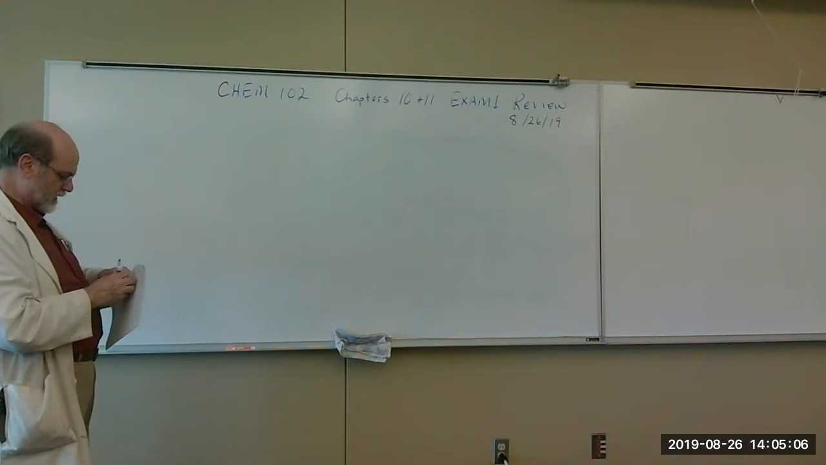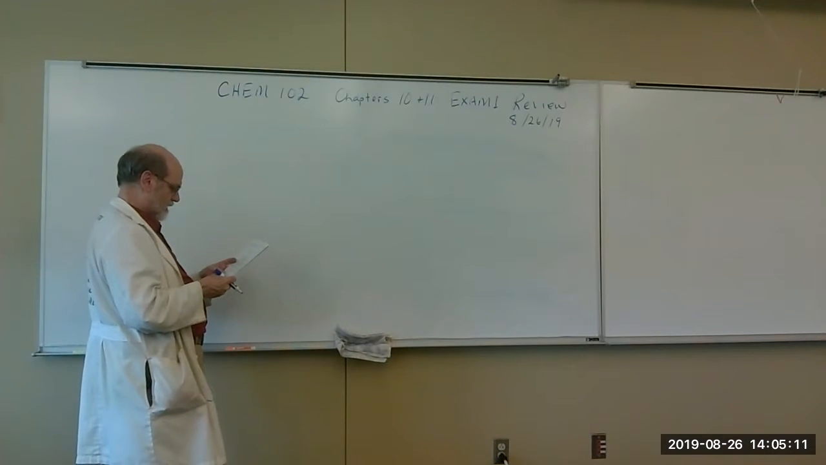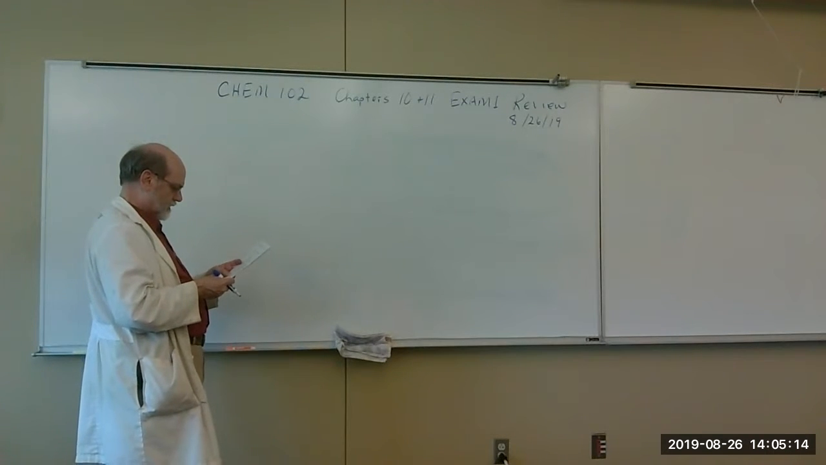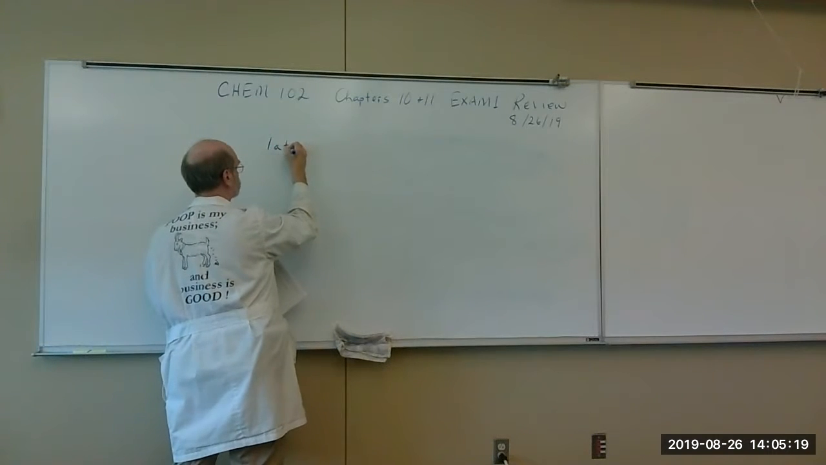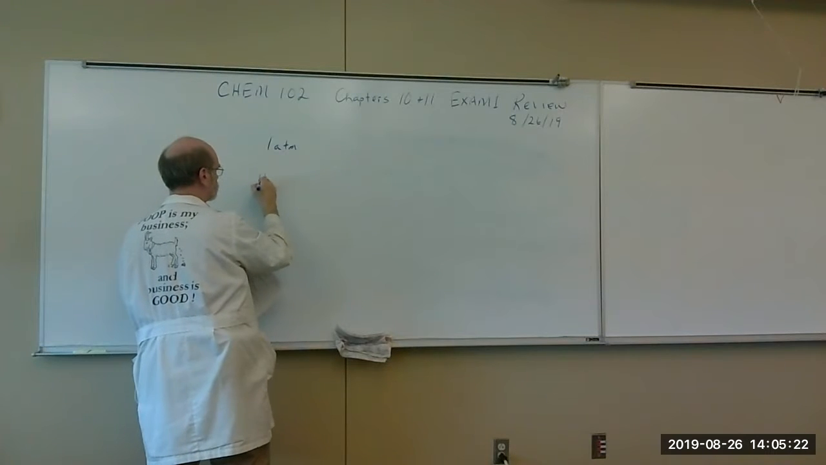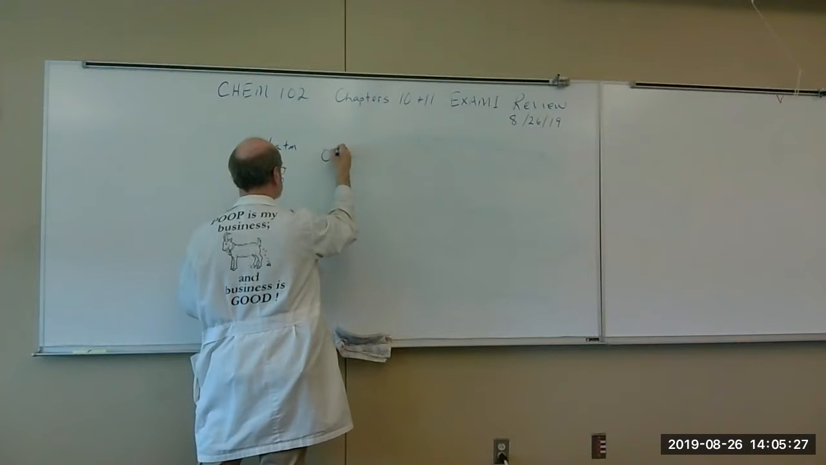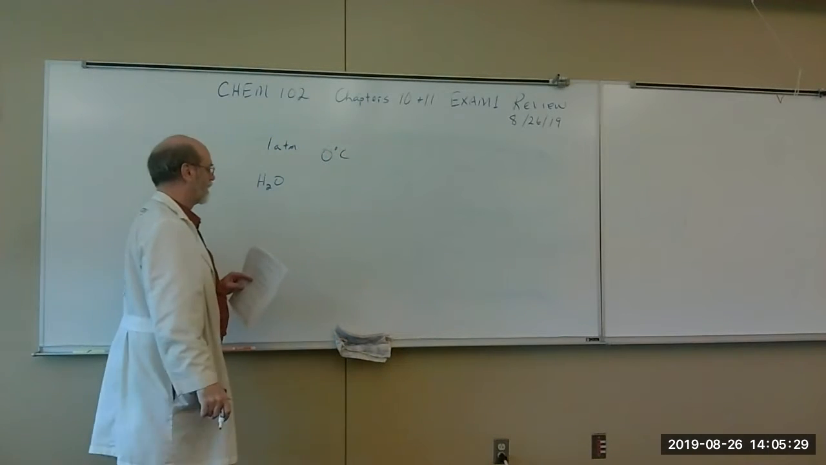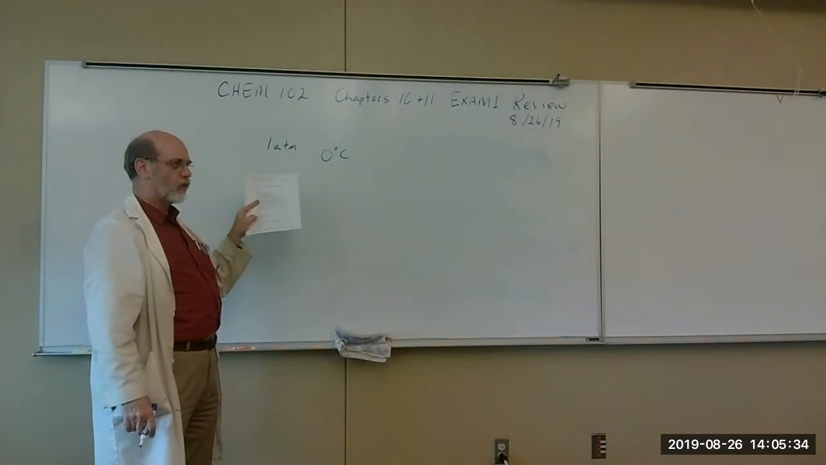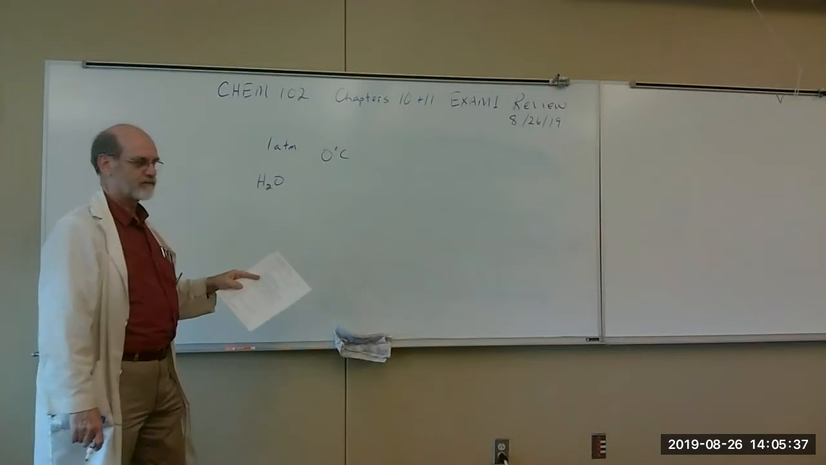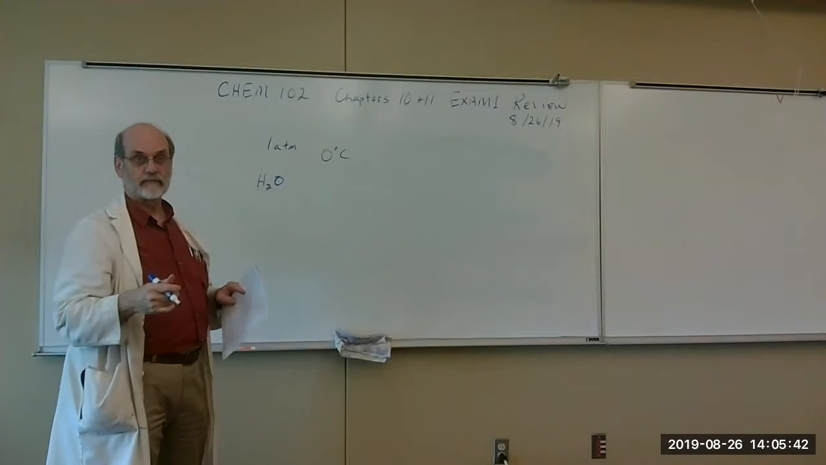Without looking at the phase diagram, let's say we have normal atmospheric pressure. So that would be 1 atmosphere. And we're talking about water. And we set the temperature at 0 degrees centigrade. So at that pressure and that temperature, what phases of water can exist at the same time? Can there be more than one at the same time?